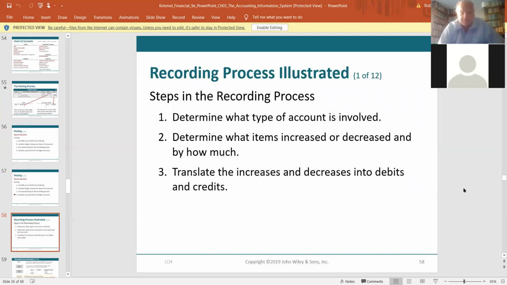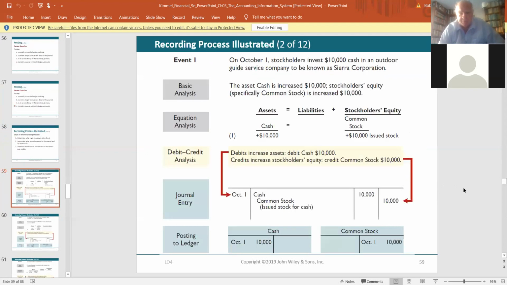Recording process illustrated. Steps in the recording process: determine what type of account is involved, what goes up and down, and translate into debits and credits. So here, I'm going to go through these a little more rapidly because this is the third time they're showing these same transactions. But let's take a peek at it.